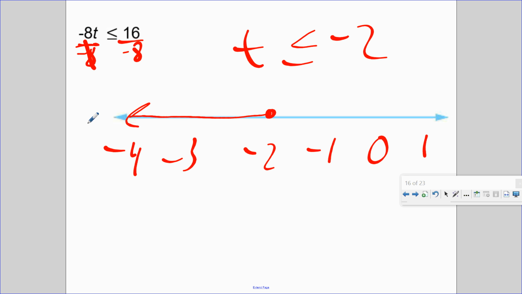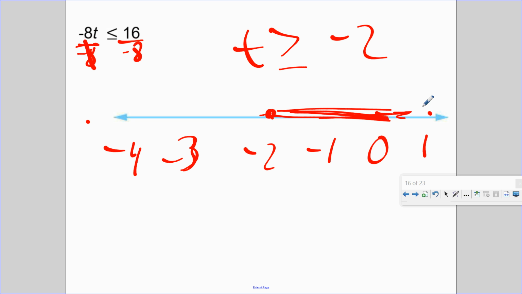I'm going to check my work. Negative 8 times negative 3 is 24. Is that less than 16? No, it's not. So I did not graph it correctly, and this inequality is not correct. Let me erase this. Remember, you do the opposite of this inequality. What is the opposite of this inequality? It's greater than or equal to. So t has to be greater than or equal to negative 2.